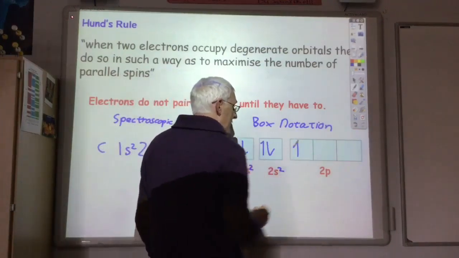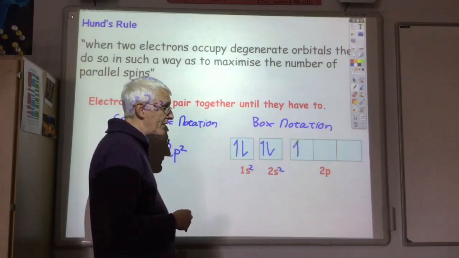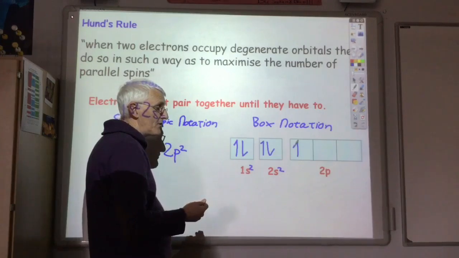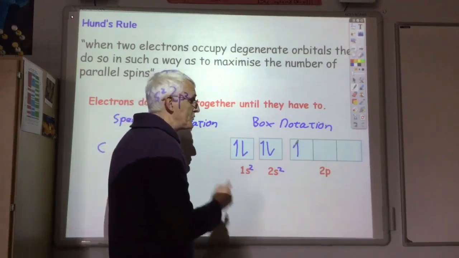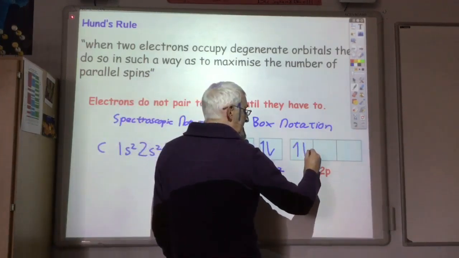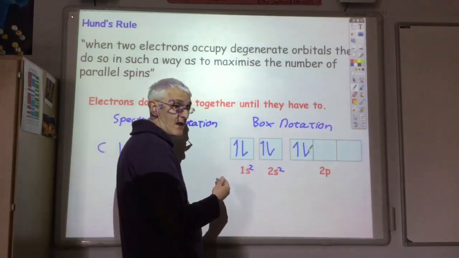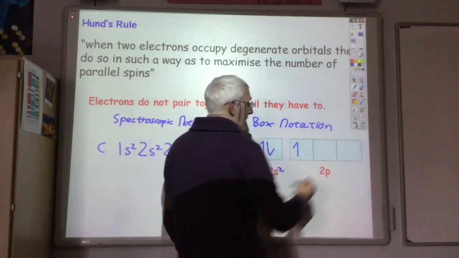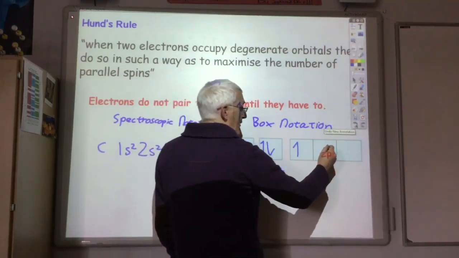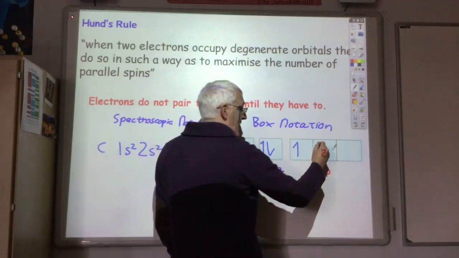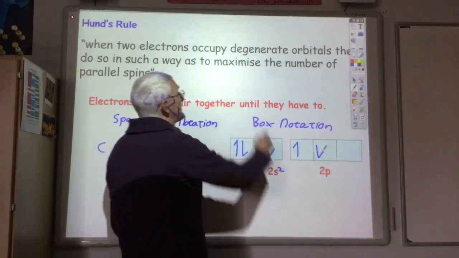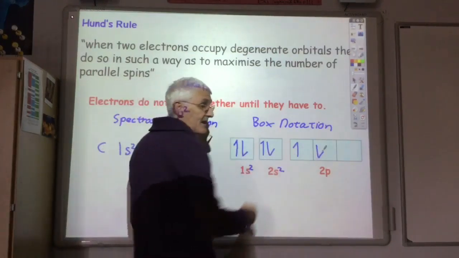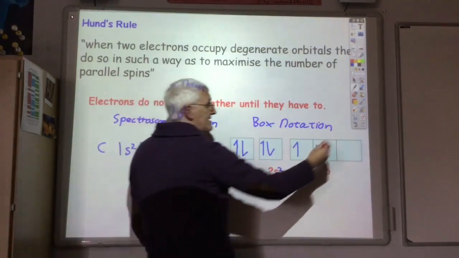So there's what nitrogen looked like, but the sixth electron, so according to Hund's rule, it doesn't go into the same electron orbital. Okay. It goes into one of the other electron orbitals. It wouldn't go in like that because that's not maximising the number of parallel spins. They're spinning in the opposite directions.